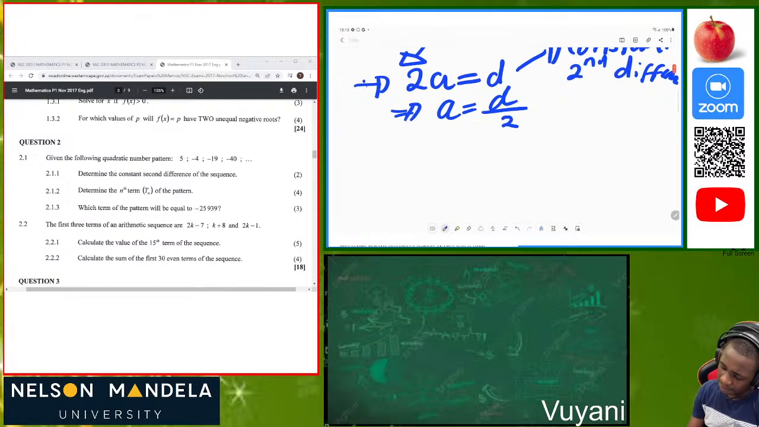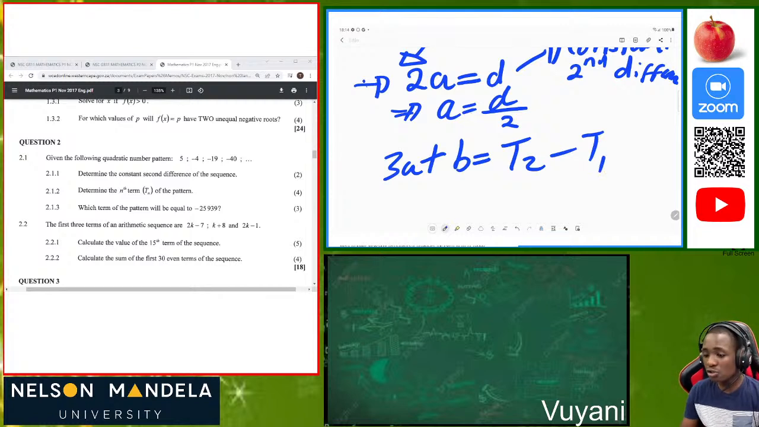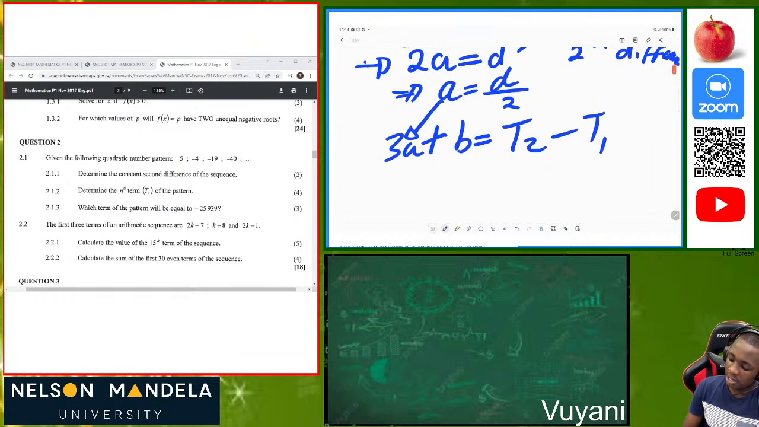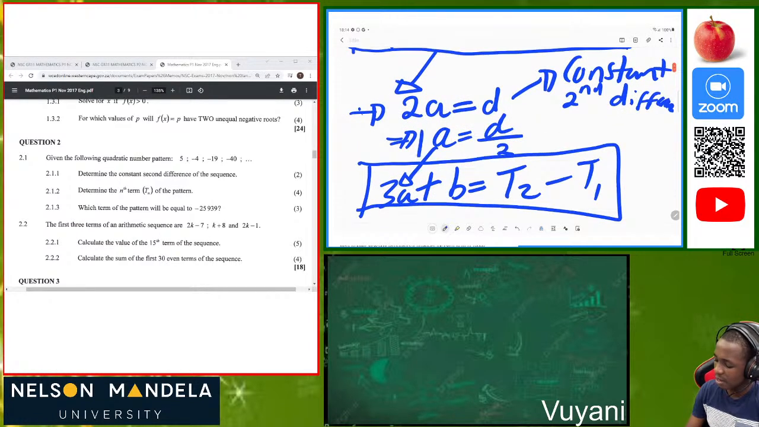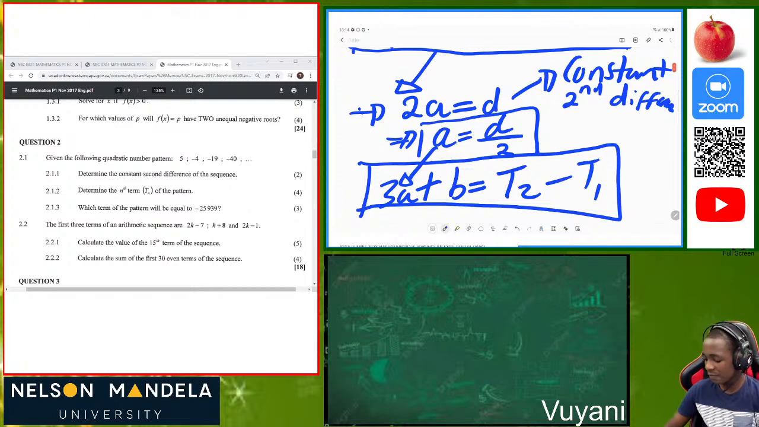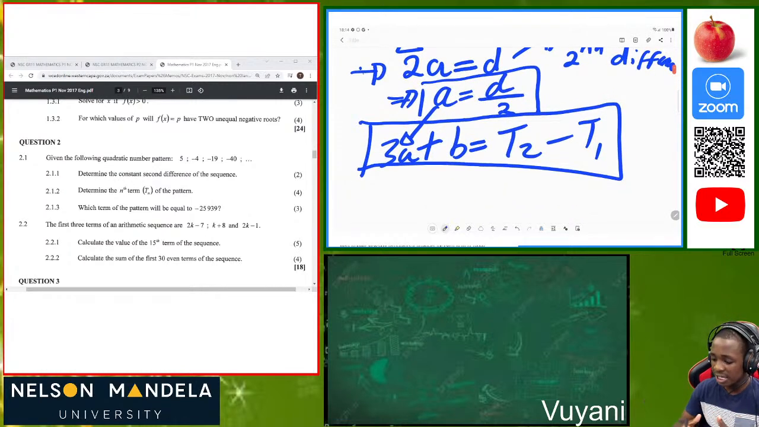How do we do that? 3a plus b is always equal to term 2 minus term number 1. Since you have already calculated the value of a, it's now easy. You substitute your value of a into this equation so that we can make b the subject of the formula. This is also an important equation which you must always bear in mind: you start by calculating a, where a is equal to the constant difference over 2. Then the value of a which you got initially, you substitute it so that you can make b the subject of the formula and get the value of b.